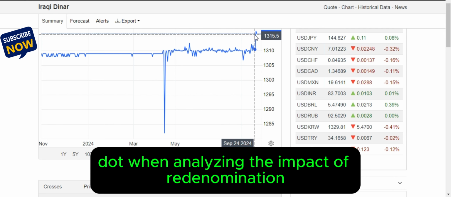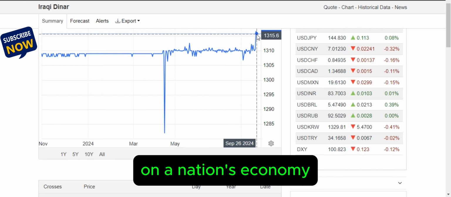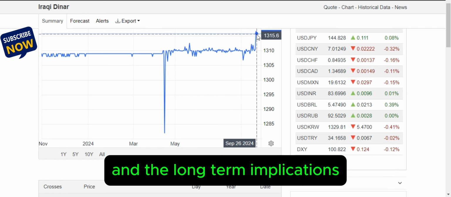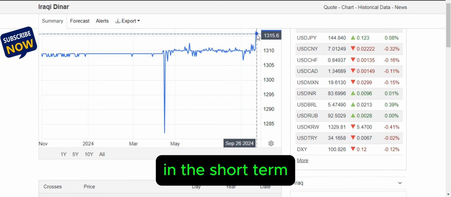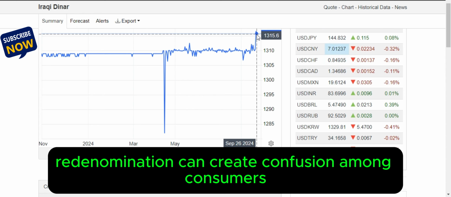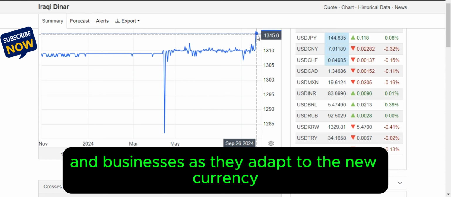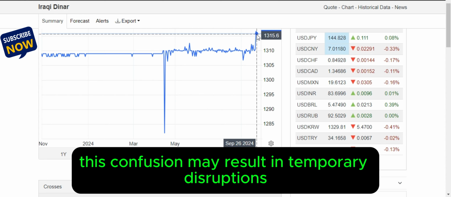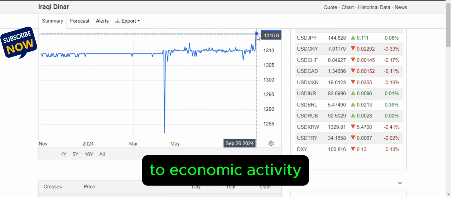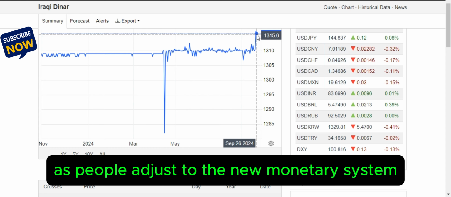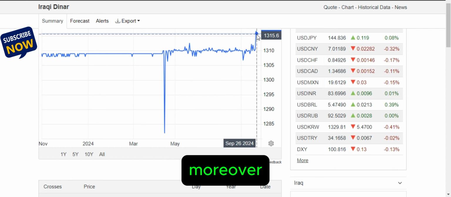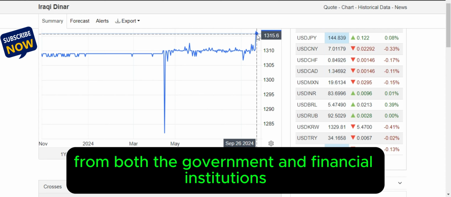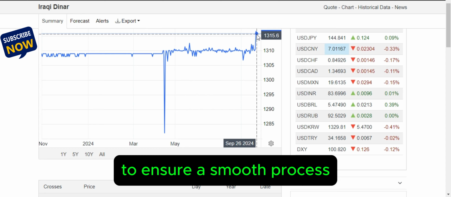When analyzing the impact of redenomination on a nation's economy, it is important to consider both the immediate effects and the long-term implications. In the short term, redenomination can create confusion among consumers and businesses as they adapt to the new currency. This confusion may result in temporary disruptions to economic activity as people adjust to the new monetary system. Moreover, the transition period requires significant resources and effort from both the government and financial institutions to ensure a smooth process.